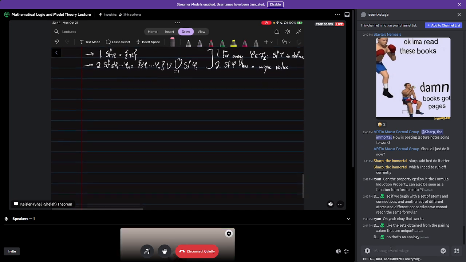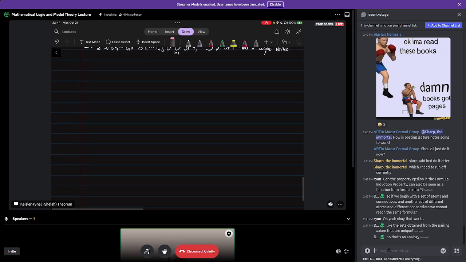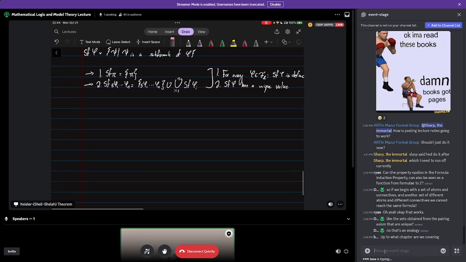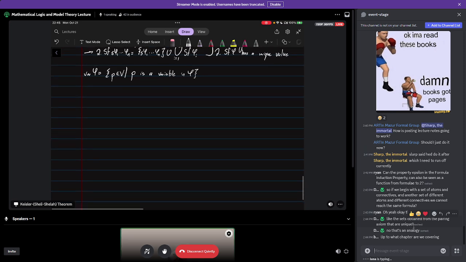Another example is to find the variables in a formula. So var phi is going to be equal to the set of P in V such that P is a variable in phi. So 1, var of pi is just going to equal {pi} for prime pi. And 2, var of s phi 1 through phi n is going to be the union of the variables in its subformulas.